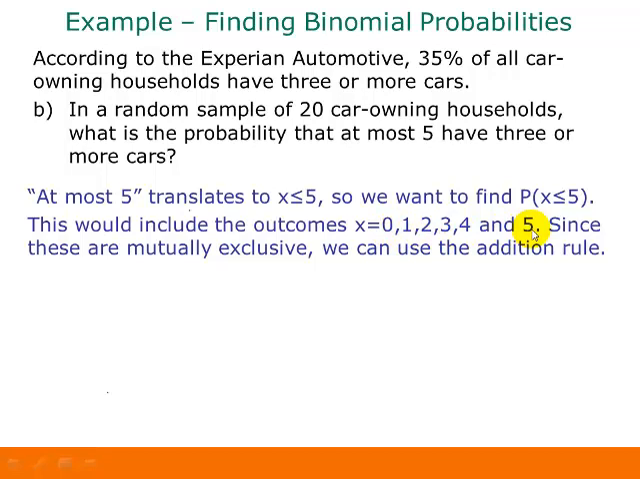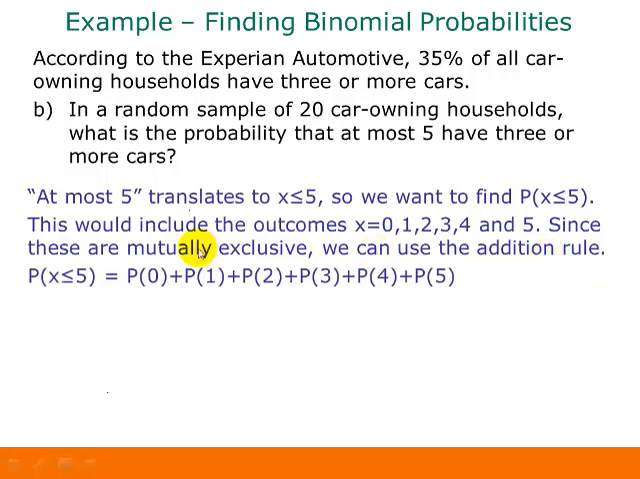Now going back to our probabilities from chapter 5, since these events are mutually exclusive, we can't have both 1 and 2 households that own 3 or more cars. It has to be only one of these. So that means that we can use the addition rule for probabilities, which means we can find the probability for each of these and then just add the results together to get our probability. So this would be one way to calculate this probability.